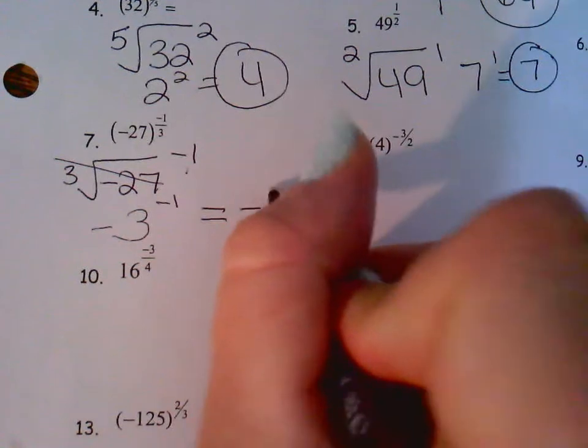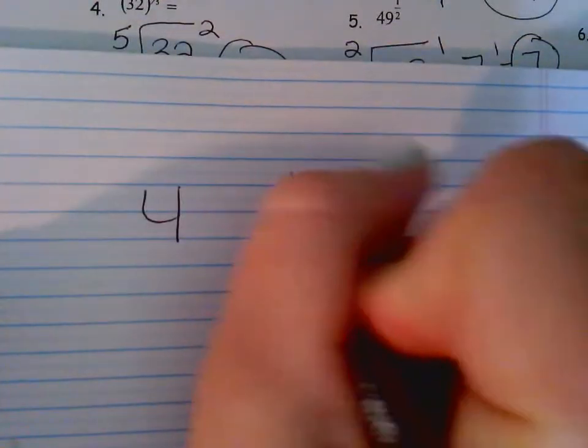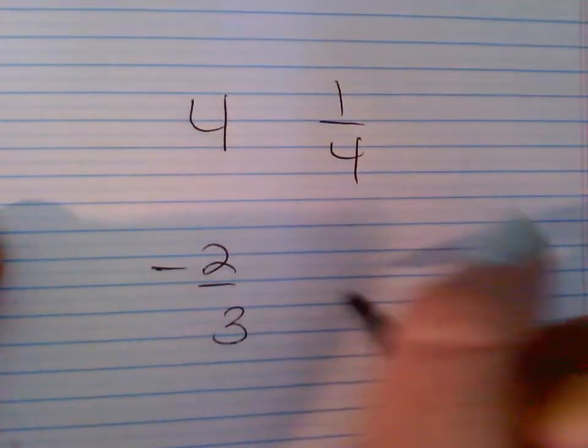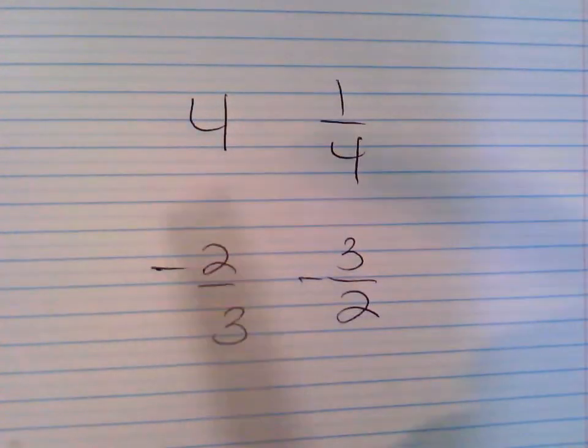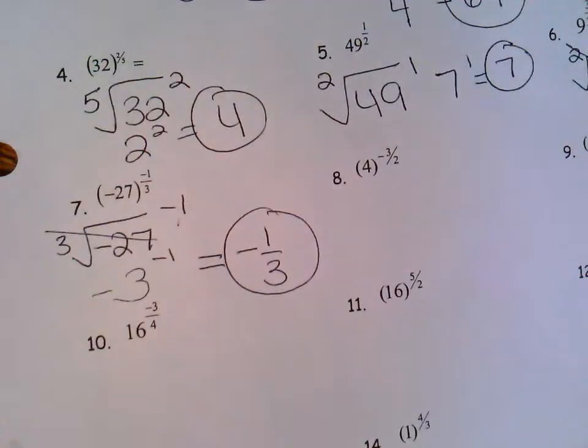It's still negative. Nope, a reciprocal stays negative or positive. So if you had the reciprocal of 4, it's 1/4. But if you had the reciprocal of negative 2/3, it would be negative 3/2. So it doesn't change the sign, it just flips the fraction over.